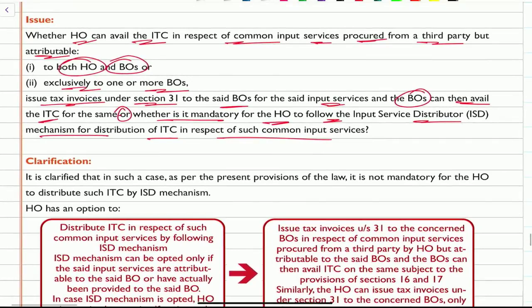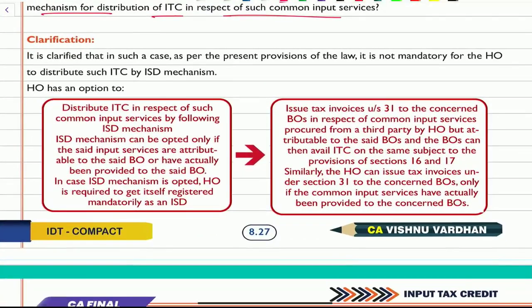The head offices are receiving common input services which belong to both head office and branch offices, or are sometimes exclusively related to one or more branch offices. In that case, sir, the doubt was whether head office can issue a tax invoice on the branch office and distribute the credit, or separately they should take an ISD registration. Then it is clarified: they can distribute the ITC in respect of such common input services by following the ISD mechanism. The ISD mechanism can be opted only if the said input services are attributable to the said branch office or have actually been provided to the said branch office.